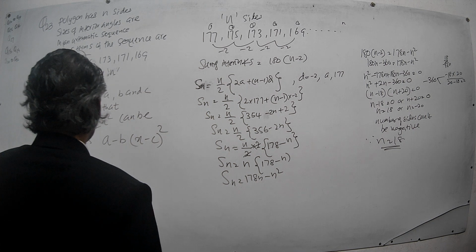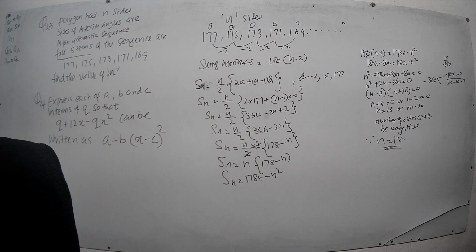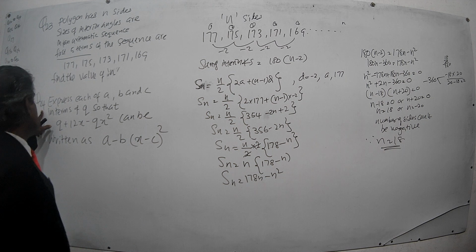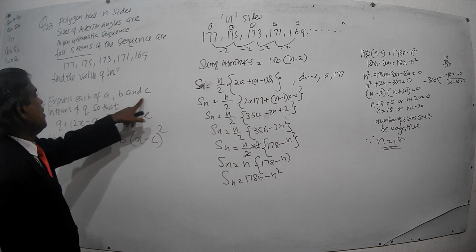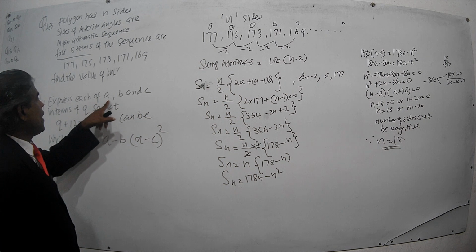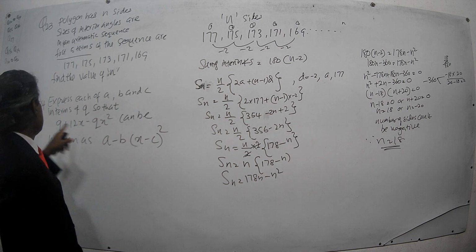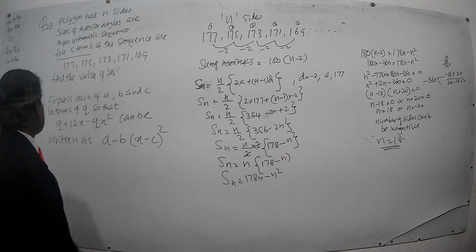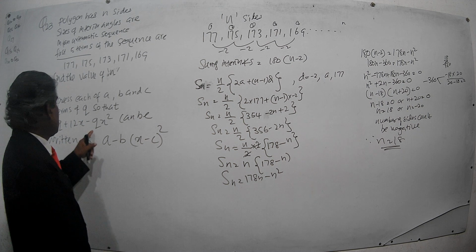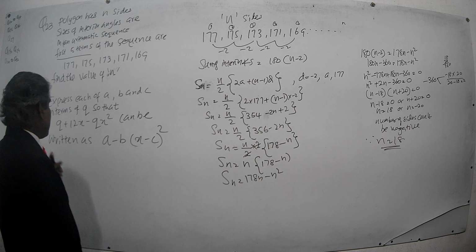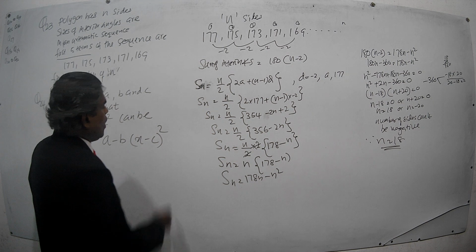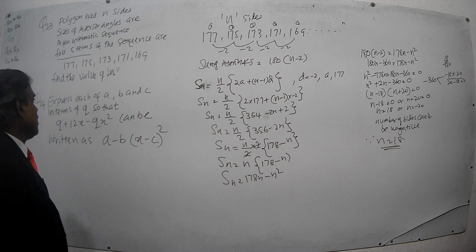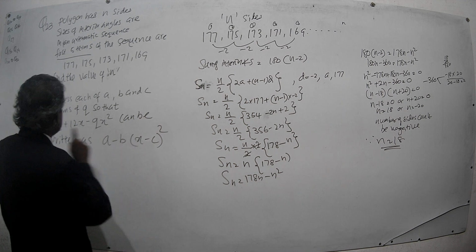Then we go to the next question, question 24. Express each of A, B, and C, which are letter terms, in terms of q, so that q plus 12x minus qx squared can be written as A minus B within brackets, x minus C, squared.